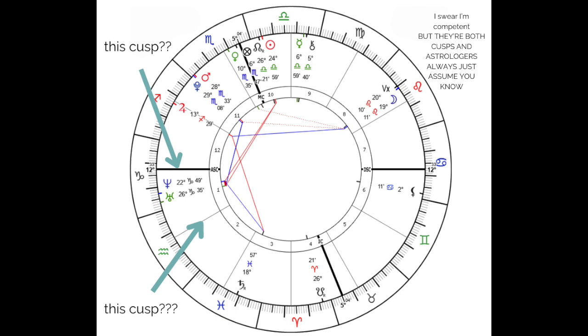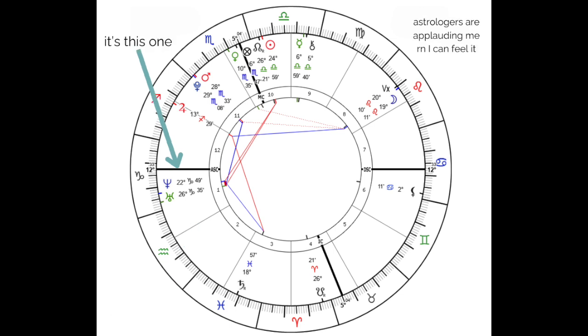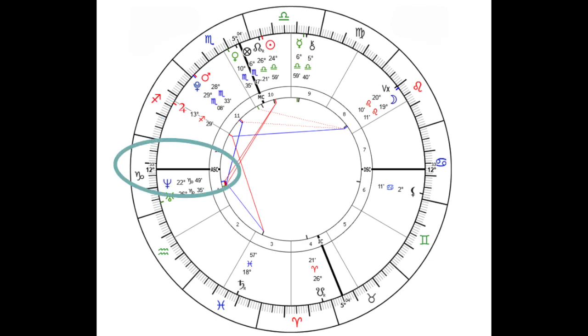Which one? So the cusp of a house is going to be the line that determines the beginning of that house. So for example, you'll see in the chart that's pictured here, Capricorn is on the cusp of my first house. It determines my first house because it's the first line. So that means that my rising sign or my ascendant sign is Capricorn.